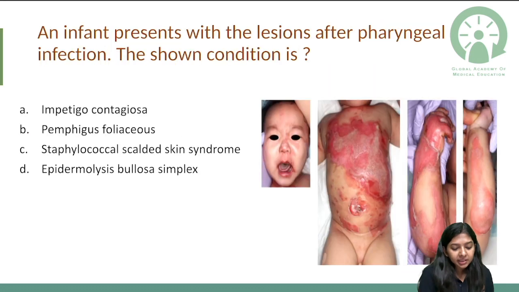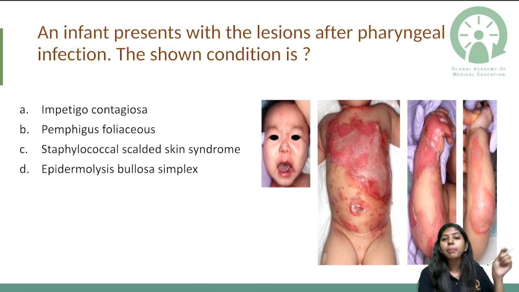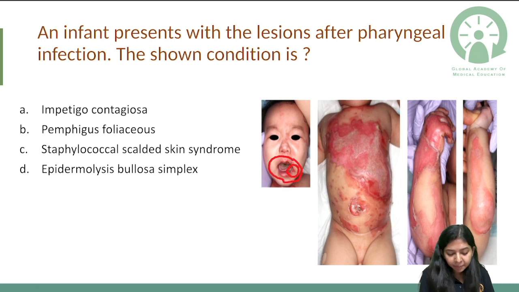An infant presents with the lesions shown in the image after a pharyngeal infection. The shown condition is, see, you are getting a very moist erythematous rash. The skin has peeled off, right? And you're getting lesions and fissuring in the perioral area, and it has happened after a pharyngeal infection. So there was dissemination of the organism from this primary focus of infection. You're looking at staphylococcal scalded skin syndrome.